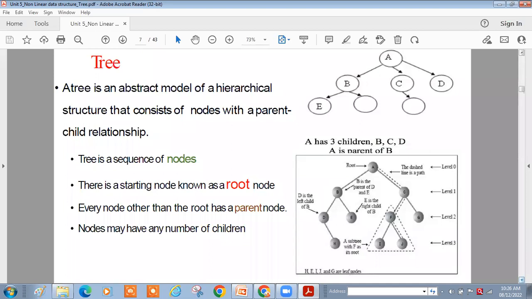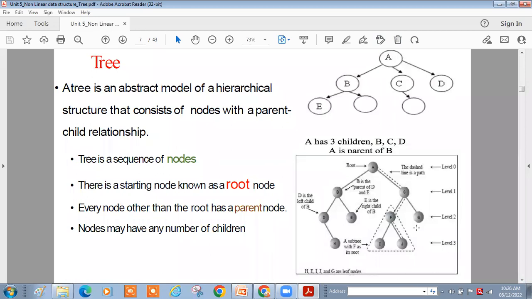So if you observe these two examples drawn over here, in the first example, I can say this is the root node, meaning the parent. For this parent node, a number of children are there, that is nothing but B, C, and D. So A is the parent of B, C, and D, and B is the parent of E.